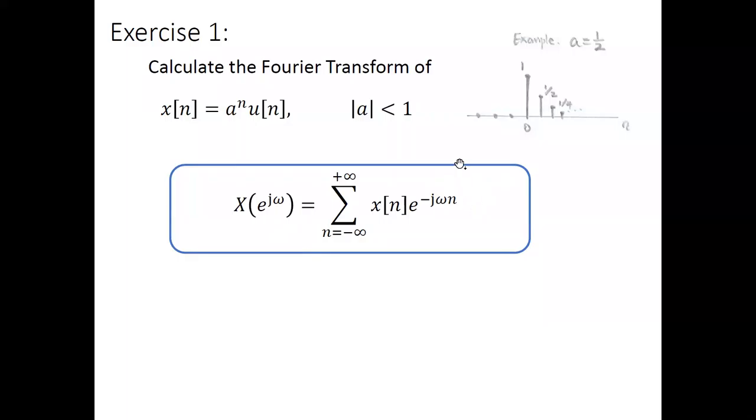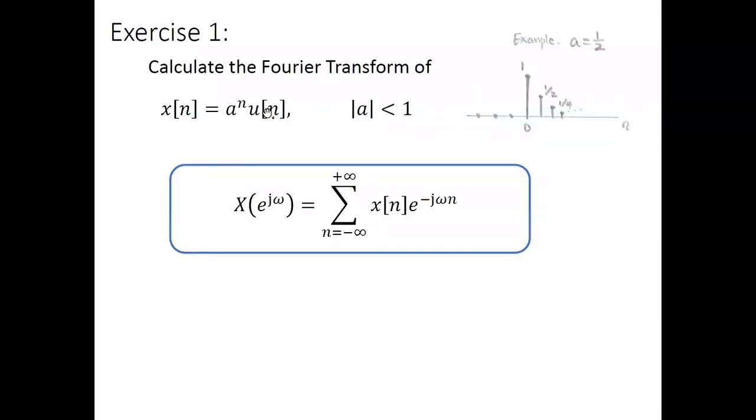So let's look at this example. We have a discrete time signal x of n, which is a to the power n times u of n. Here a is in general some complex number, but its magnitude is less than one. Here I just show a particular example where a is a real number, 1 over 2. Its magnitude, which is also its absolute value, is less than 1. Then a to the power n, for n larger than or equal to 0: 1 over 2 to the power 0 equals 1, 1 over 2 to the power 1 is 1 over 2, 1 over 2 to the power 2 is 1 over 4. So we have a decaying series as n increases to positive infinity.